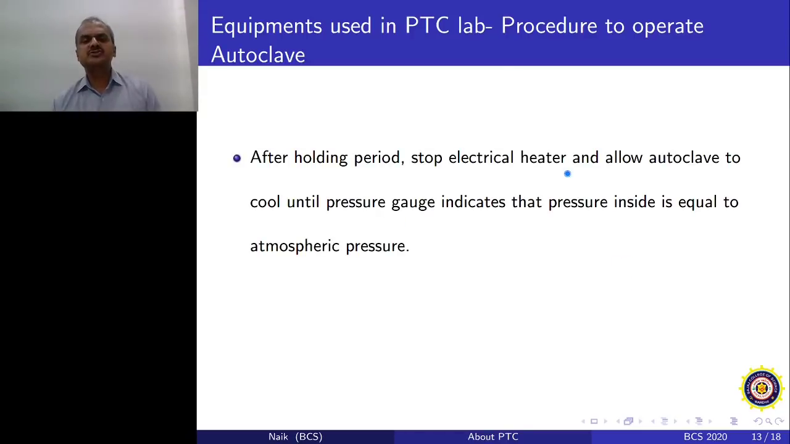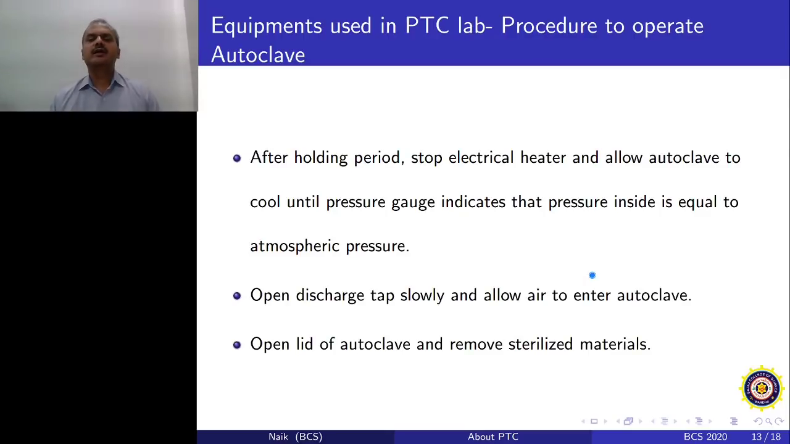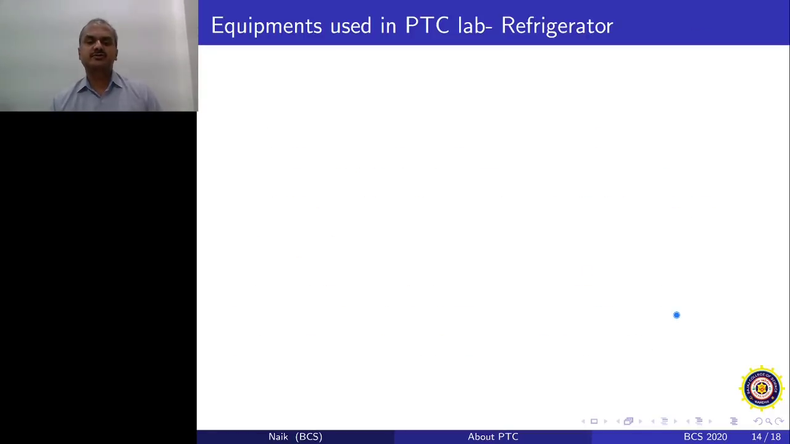So after holding this period, stop the electrical heater and allow the autoclave to cool until the pressure gauge indicates that the pressure inside and outside the autoclave is the same, which generally reaches 0. When the pressure knob reaches 0, you slowly open the lid and allow the air to enter the autoclave and the hot vapor to get out. Once the vapor has spread out into the atmosphere, you can remove the sterilized material and store it in a proper place. So that's about the autoclave.